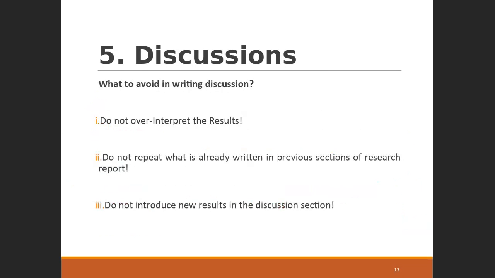What you should avoid in the discussion section: do not over interpret the results. This is very important. Interpretation is a subjective exercise. As such, you should always approach the selection and interpretation of your findings very intelligently, very smartly. You don't have to introduce any bias to your interpretation.